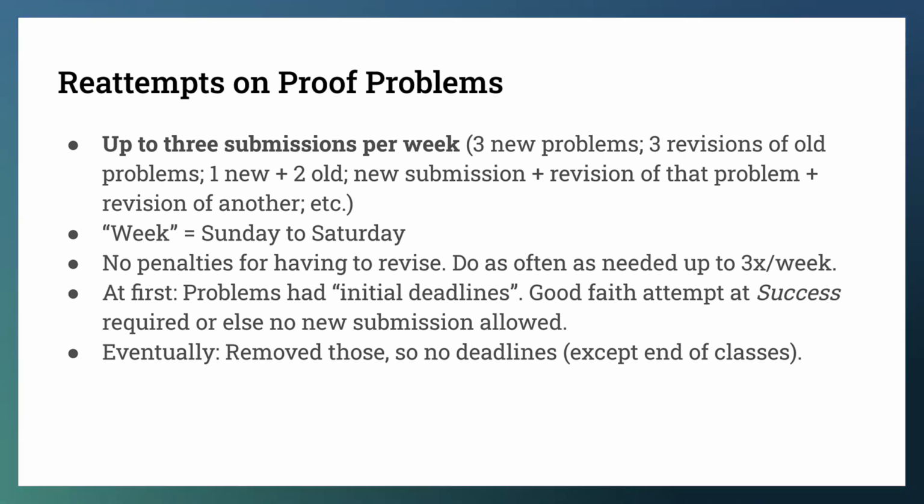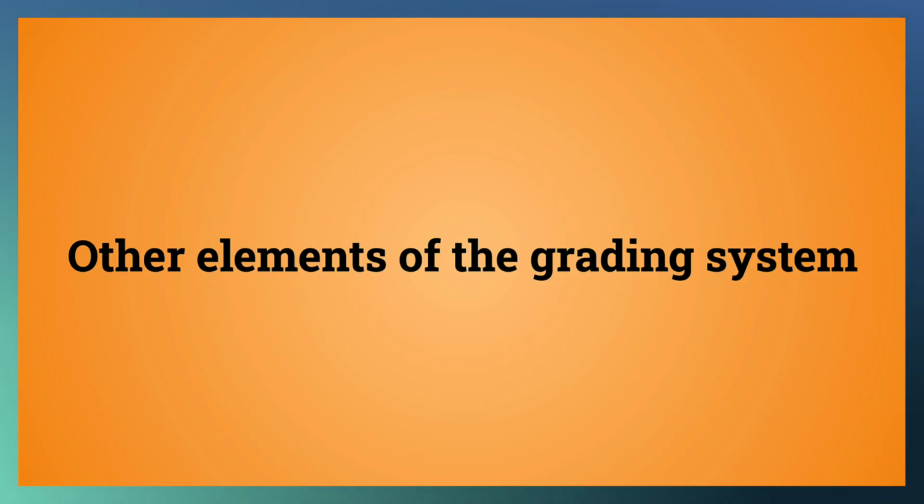And so I took the initial deadline off, to the point where students had complete free reign to work on proof problems at their own pace right up until the end of the semester, as long as they didn't exceed 3 submissions a week. And so reattempts without penalty were baked into the process. So that covers the X and the Y axes, at least partially.